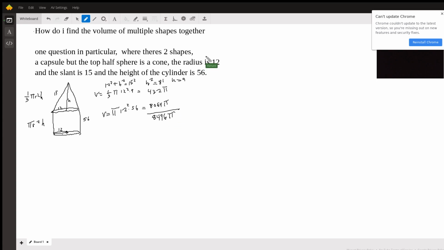Now we don't know the units. We haven't been given the units. Normally you would have units. This might be in feet, let's say, in which case this would be feet cubed. We're not being given any units, so we don't really know what to say about units.